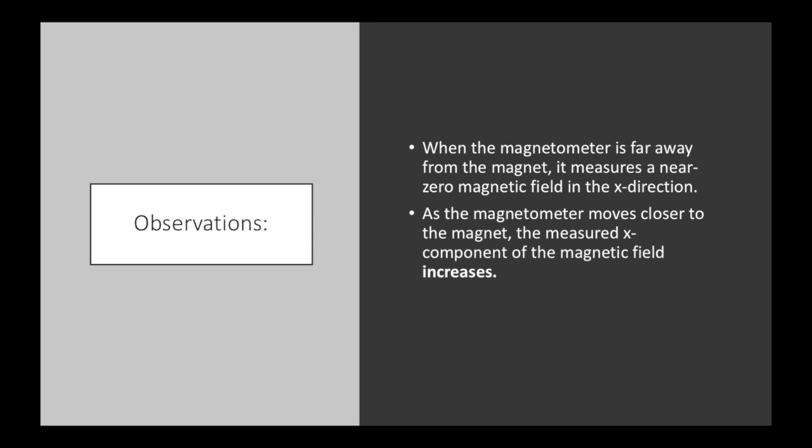I observed a couple different things while taking these measurements with the bar magnet and the phone. First, when the magnetometer is far away from the magnet, it measures a near-zero magnetic field in the x direction. Secondly, as the magnetometer moves closer to the magnet, the measured x component of the magnetic field increases.